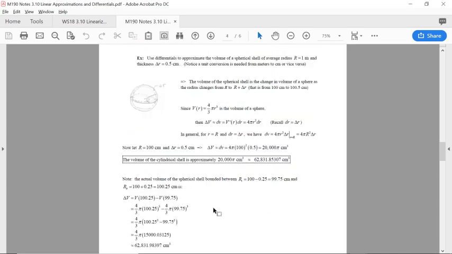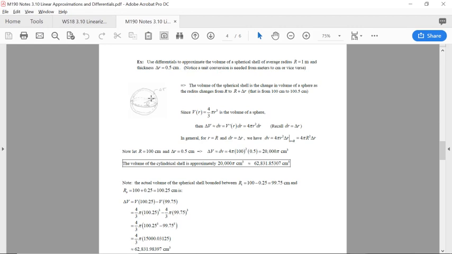Harder than that would be applying the differential. Take a look at a couple of examples whereby we use the differential. And here's one. Use differentials to approximate the volume of a spherical shell of average radius r equals 1 meter, and thickness delta r equals 0.5 centimeters.